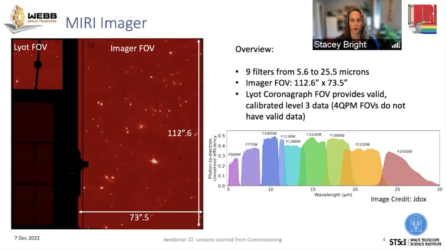And now for an overview of the MIRI Imager. The MIRI Imager has 9 filters from 5.6 to 25.5 microns, and they're designed to cover the full wavelength range without significant gaps in the wavelength coverage. You can see that in the latest PCE plot from JWST here.